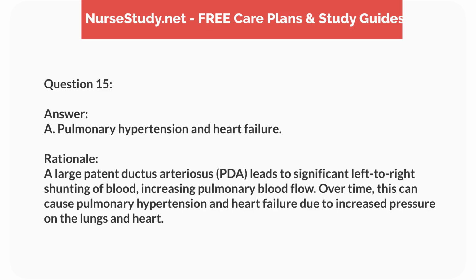Rationale: a large patent ductus arteriosus, PDA, leads to significant left-to-right shunting of blood, increasing pulmonary blood flow. Over time, this can cause pulmonary hypertension and heart failure due to increased pressure on the lungs and heart.